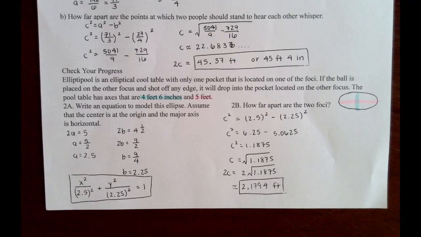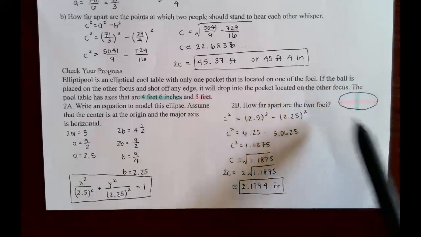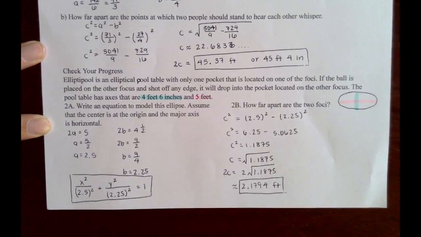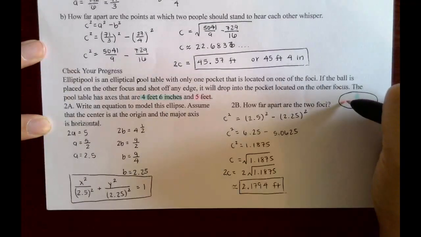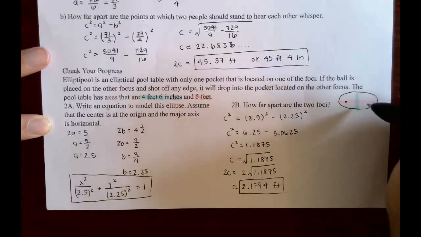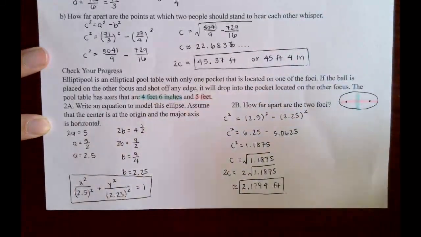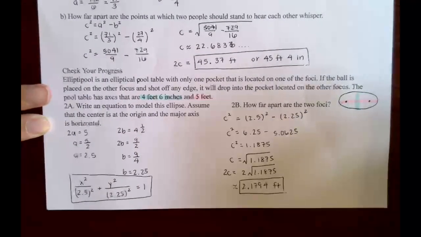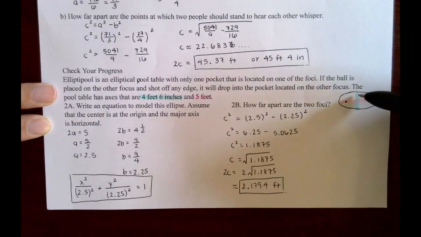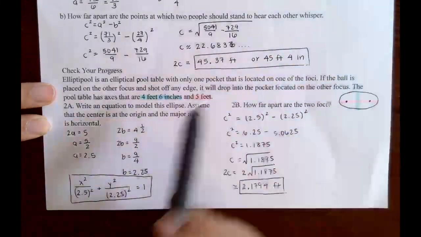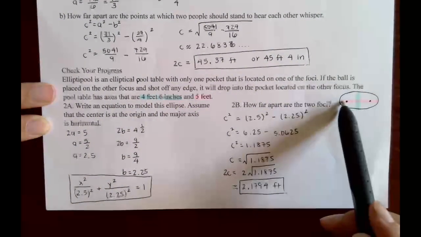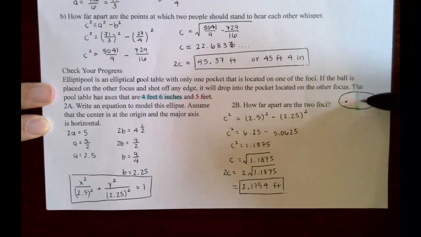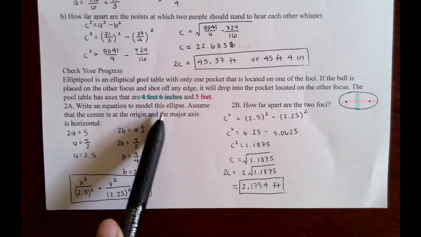This elliptical, sorry, I should say pool table, not cool table, has only one pocket that is located on one of the foci. If the ball is placed on the other focus and shot off any edge, wherever, it will drop into the pocket. The pool table has axes that are 4 feet 6 inches and 5 feet. The longer one is going to be the major axis, and the shorter one is going to be the minor axis. Write an equation to model this ellipse.